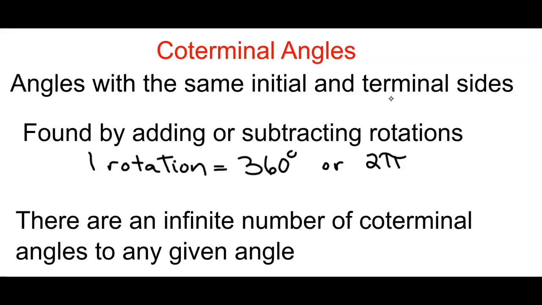There are an infinite number of coterminal angles to any given angle. So what you need to remember: one rotation in degrees is 360, but one rotation in radians is going to be 2 pi. So you're either adding and subtracting 360 or adding and subtracting 2 pi. Okay, so here's an example of what a coterminal angle is. So here's your initial angle. A coterminal angle is an angle that starts in the same spot, it ends in the same spot, but it's not the same angle.